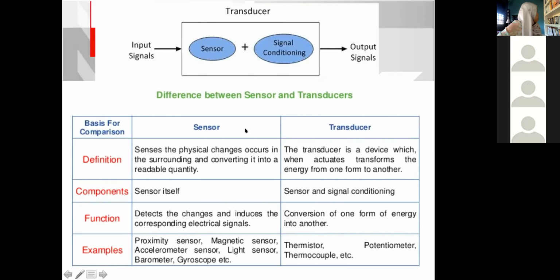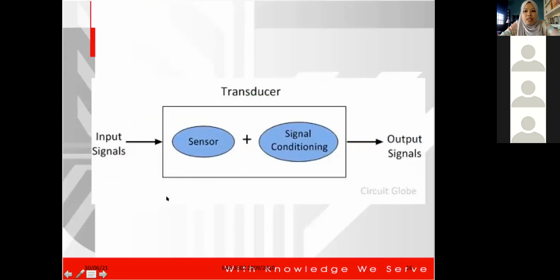Okay, example of sensors and transducers, contoh-contoh yang kita dah belajar dalam lab, we have a light sensor, temperature sensor. Temperature sensor, thermistor, thermocouple kebanyakannya adalah dalam group transducer sebab dia melibatkan signal conditioning. Okay, so hopefully you guys are clear about the differences between sensor and transducer. And I think it's pretty straightforward juga.